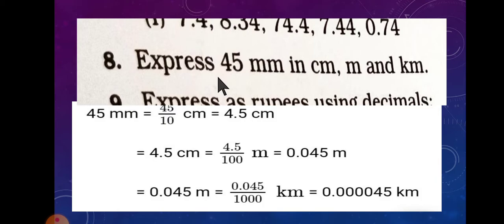Express 45 millimeter in centimeter, meter and kilometer. So we know that 1 millimeter is equal to 1 upon 10 centimeter. 1 millimeter is equal to 1 upon 100 meter, and 1 millimeter is equal to 1 upon 1000 kilometer. So what is the relation between millimeter to centimeter, millimeter to meter and millimeter to kilometer?